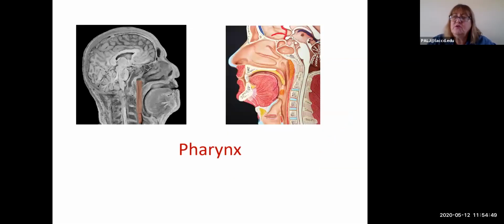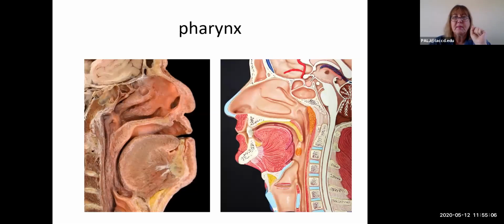Now let's move to the throat, the back of the throat. This is known as the pharynx. And it starts in the back of the nasal cavity, then the back of the oral cavity, and continues inferiorly. So we can divide the pharynx into 3 areas. So this is a close-up of the pharynx.